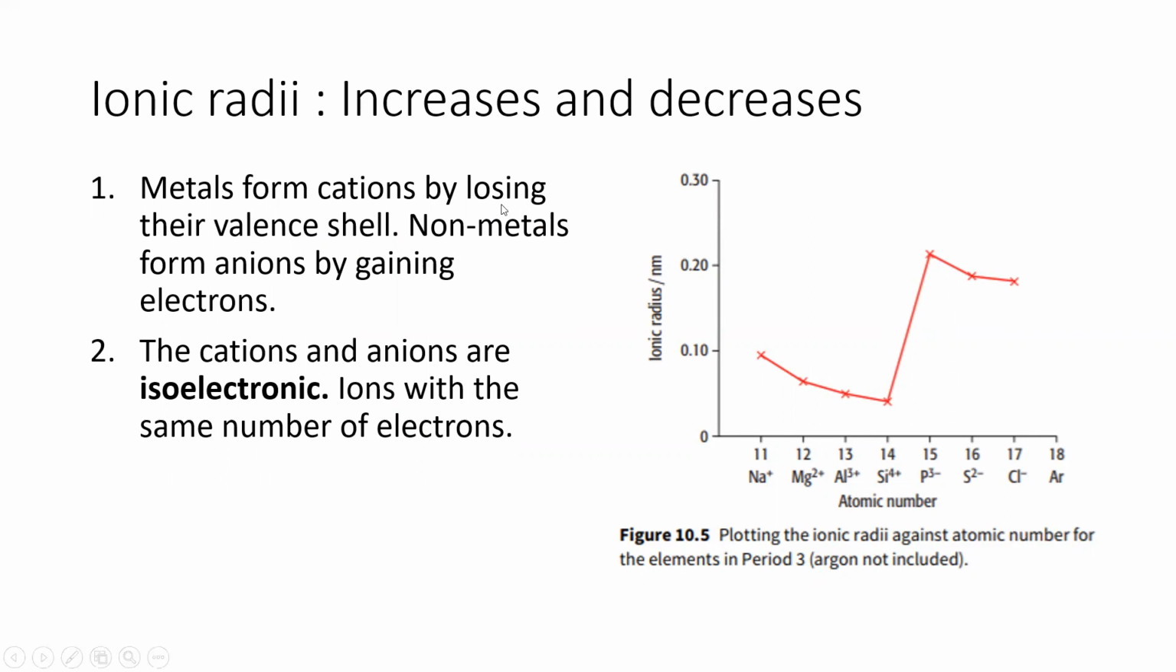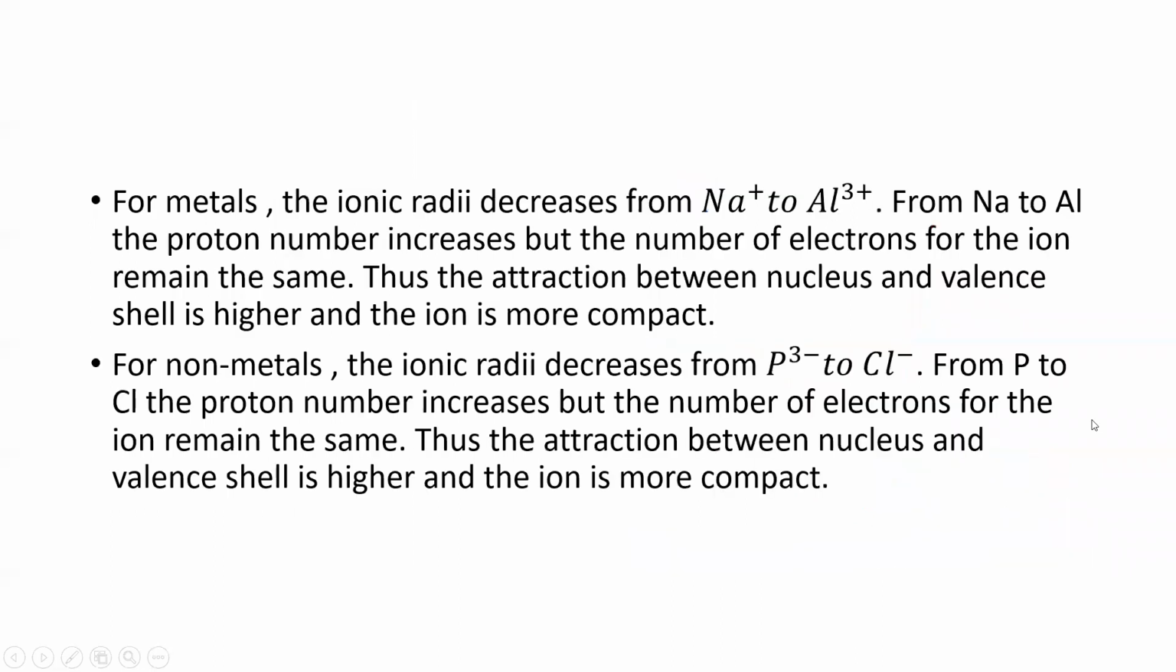Metals form cations by losing their valence shell electrons, and non-metals form anions by gaining electrons. Cations by themselves are isoelectronic, and the anions themselves are isoelectronic. That means that all cations in the period 3 will have 10 electrons, and all the anions will have 18 electrons. All right. For metals, the ionic radii decreases from sodium to aluminum.